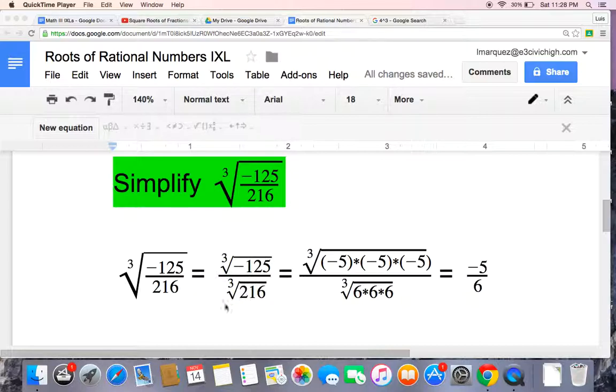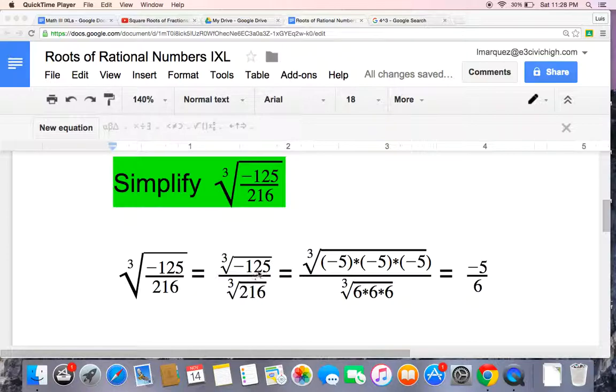So in the denominator, I'm looking for a number that multiplied by itself 3 times will give me 216. That number will be 6. So 6 times 6 is 36, times 6 is 216. So the denominator just becomes 6.